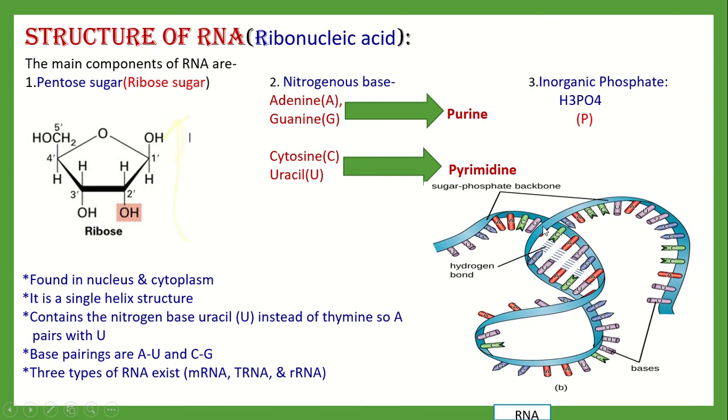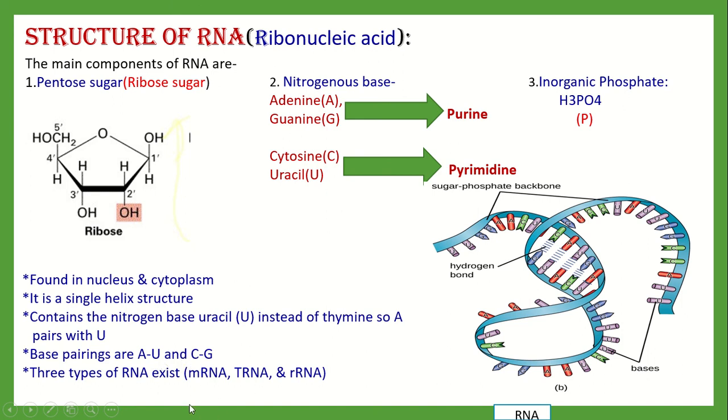Everybody see the figure. This one is the structure of RNA. RNA is a single helix structure. There is no double helix structure. It is a single helix structure. RNA is found in the nucleus and cytoplasm, and it is a single helix structure containing the nitrogenous base uracil instead of thymine. So adenine pairs with uracil, base pairing A-U and C-G.